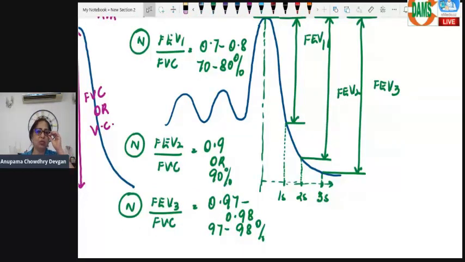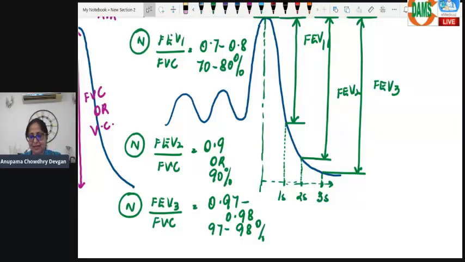Forcefully expired volume of air at the end of 1 second, 2 seconds, 3 seconds. You express this as a ratio of the total vital capacity. FEV1 by FVC ratio is 0.7 to 0.8 or 70 to 80%. FEV2 by FVC ratio is 0.9 or 90%. FEV3 by FVC ratio is 0.97 to 0.98 or 97 to 98%, right? So this is as far as your time is concerned. What is the difference between vital capacity and timed vital capacity?